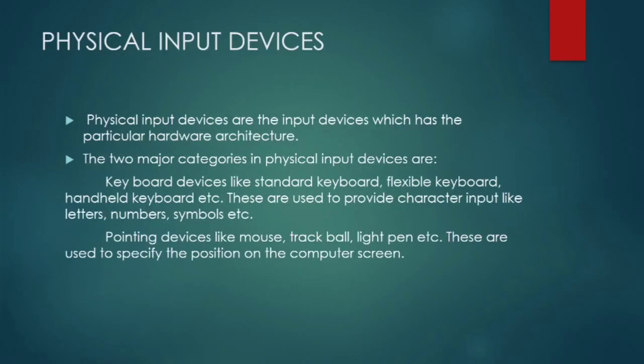Physical input devices are the input devices which have a particular hardware architecture. The two major categories in physical input devices are keyboard devices, like standard keyboard, flexible keyboard, handheld keyboard, etc. These are used to provide character input like letters, numbers, symbols, etc. And there are many other physical input devices, like mouse, trackball, light pen, etc.